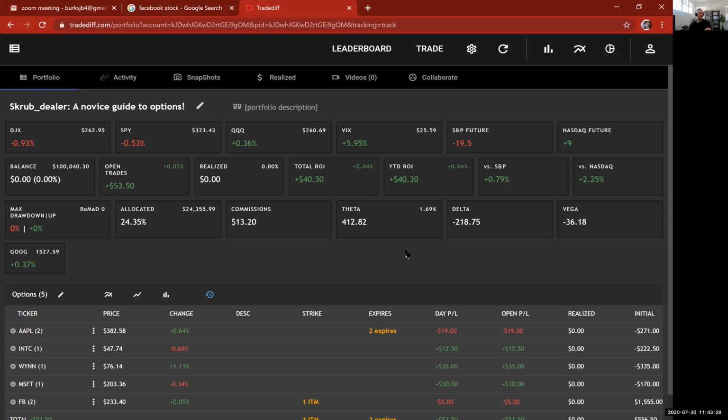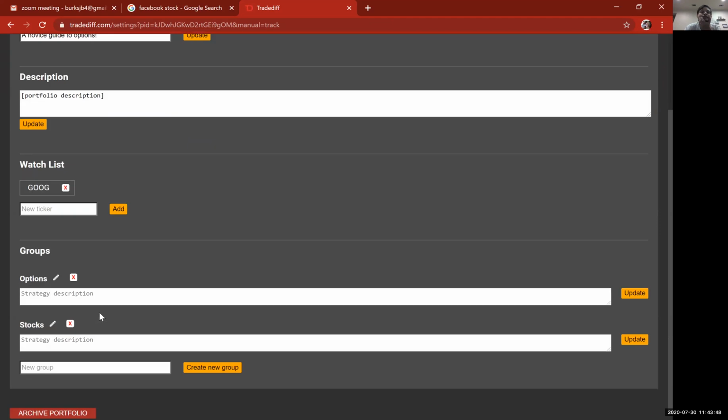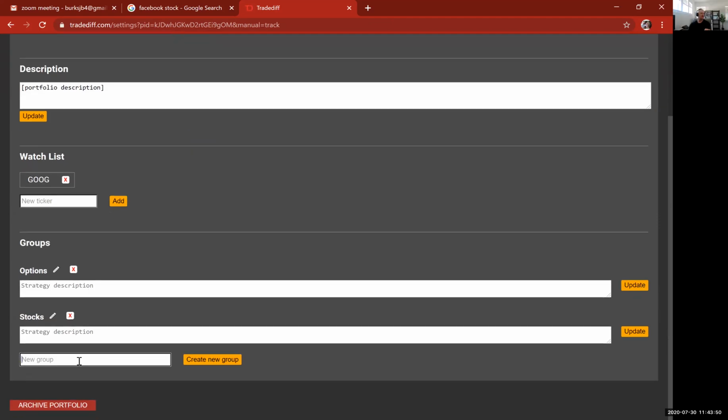And so if you want, do you remember how to set up groups, or have you already set up groups or not? I haven't. I was trying to figure that out while you were talking. Okay. Why don't you click on settings, that cog at the top next to trade, and then click on the word portfolio. There it is. Yep. And then scroll down. And then where it says new group, why don't you type in naked puts?